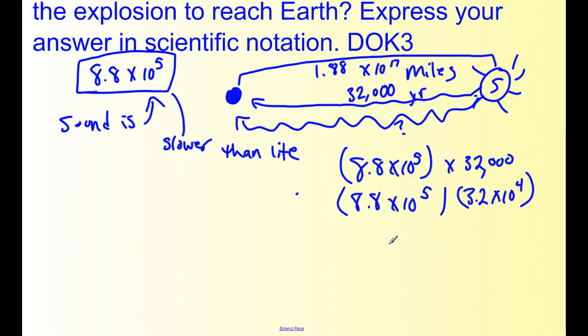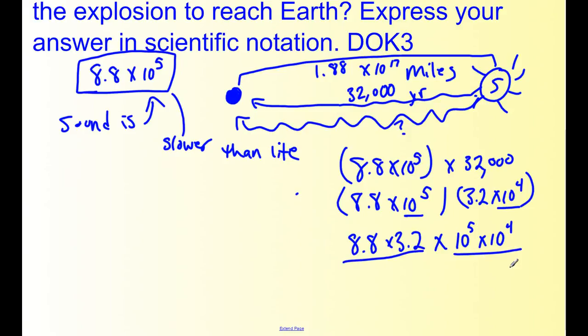Now, I'm going to rearrange. I'm going to move my decimal guys together, 8.8 times 3.2. I'm going to move the powers of 10 together. 10 to the... Oh, that's not a 10. That's an x. Try it again. 10 to the 5th times 10 to the 4th. Now, I'm going to multiply these and multiply these. This side I'm going to use a calculator for, so I don't want to do it in my head.